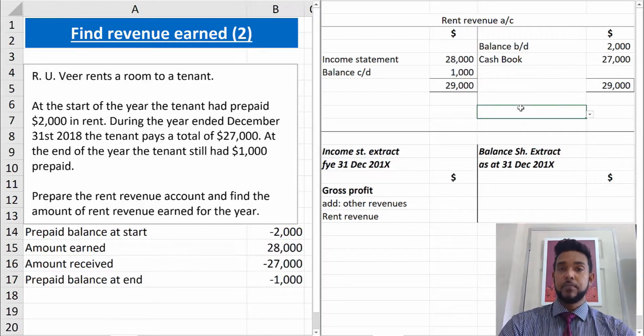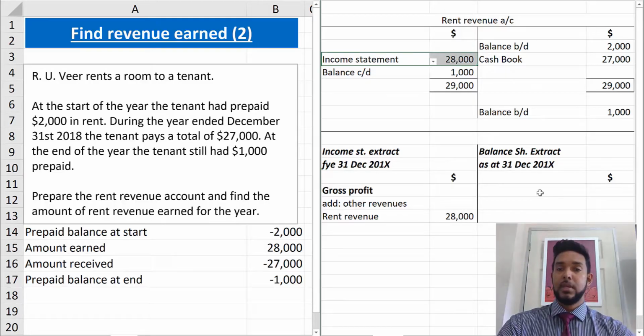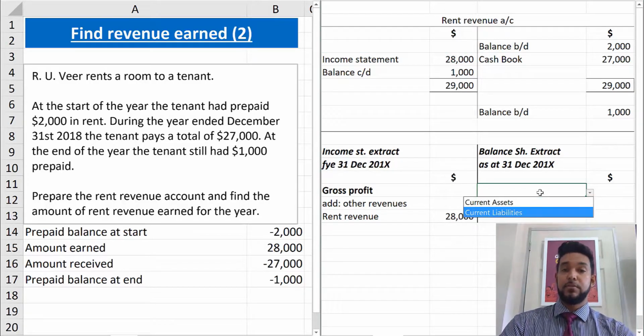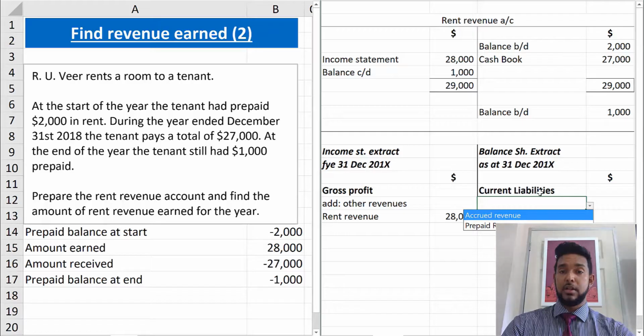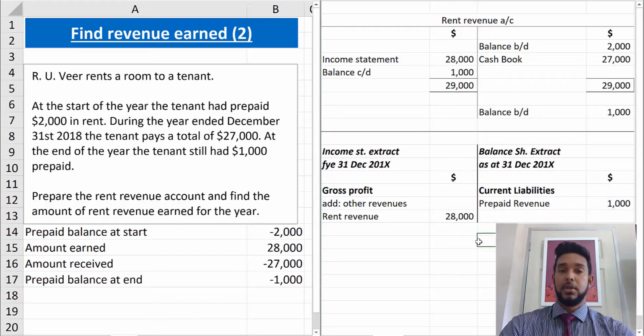So it worked, right? So this figure across here for the balance carried on is $1,000, still on the credit side, which implies it's a current liability. Income statement extract, so we know that amount is going to be $28,000 from on top of here. Balance sheet extract, so we have prepaid revenue at end, which is a current liability, and that is to the tune of $1,000. All right, so we had a second example of how to find the income statement figure given opening and closing balances as well as the amount received.